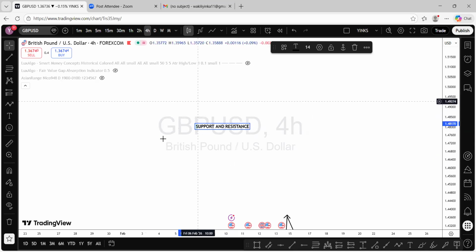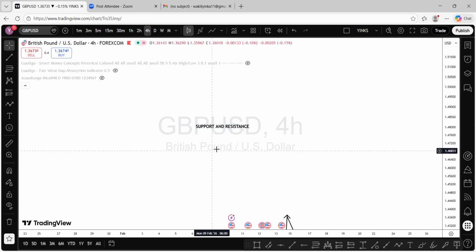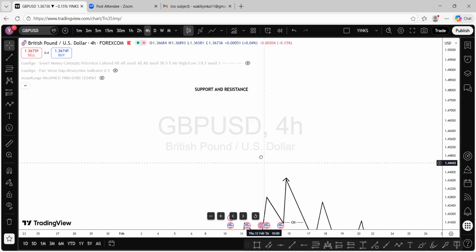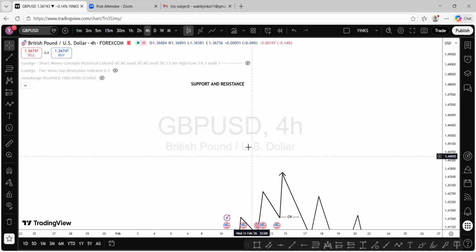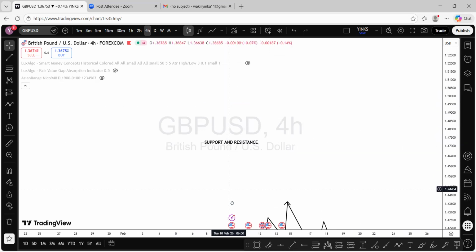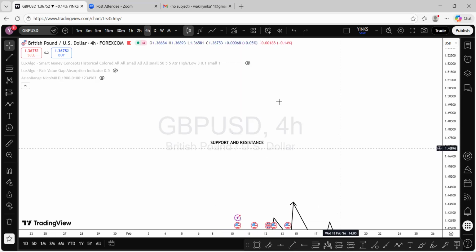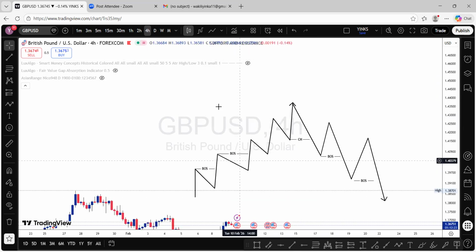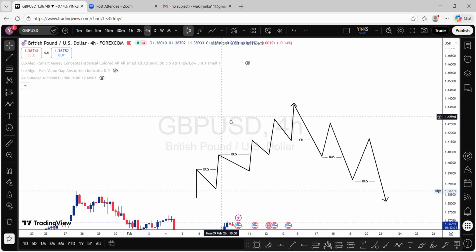What is the benefit of support and resistance? It helps you to identify the level you are interested in to buy or to sell. It also helps you to note the levels that are strong in the market and the levels that are weak. Are we following? Yes. Good. Now, for support and resistance, you already have the definition, so I don't need to define it.